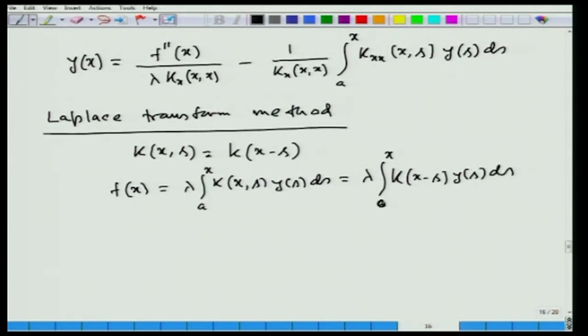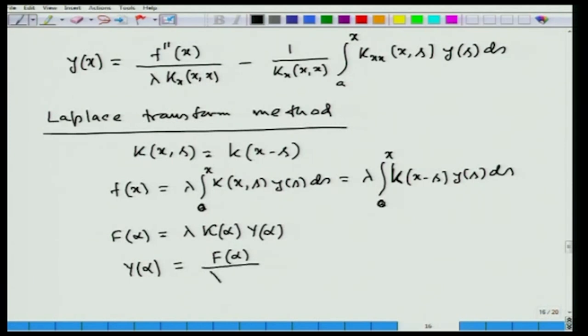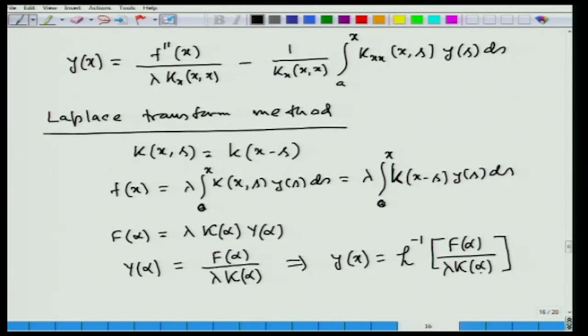So, this is the convolution integral. I am sorry, the lower limit will be 0, so 0 to x. Then taking the Laplace transform of both sides, we find F(alpha) equal to lambda times K(alpha) Y(alpha), where the Laplace transform of small k is capital K(alpha), and the Laplace transform of the unknown function y(x) is Y(alpha). So, if lambda and K(alpha) are not equal to 0, from here we can write Y(alpha) equal to F(alpha) divided by lambda times K(alpha), and from here you can find the solution of the equation by taking the inverse Laplace transform, L inverse of F(alpha) divided by lambda times K(alpha). So, this is the inverse Laplace transform method.